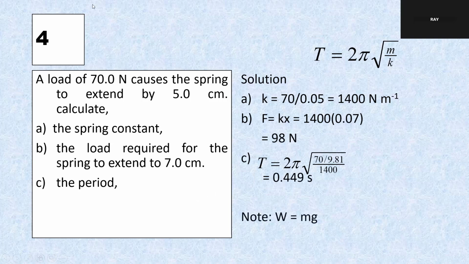Isn't T for period? Yes, T is period, then frequency is 1 over T. Frequency is one over period. Correct. Here we are calculating mass. We are using this equation to calculate mass. 70 Newton is the weight, divided by 9.8, not 9.81, to find your mass.